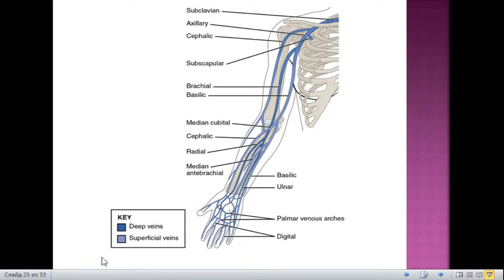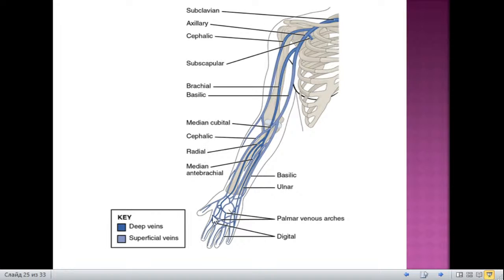And superficial veins. Superficial veins don't follow arteries. They are unpaired and they are two in number. I mean two big veins. It is the basilic vein, and it is the cephalic vein.